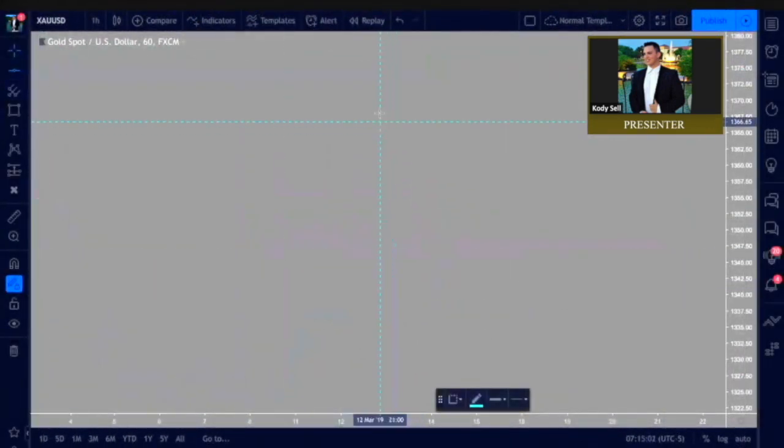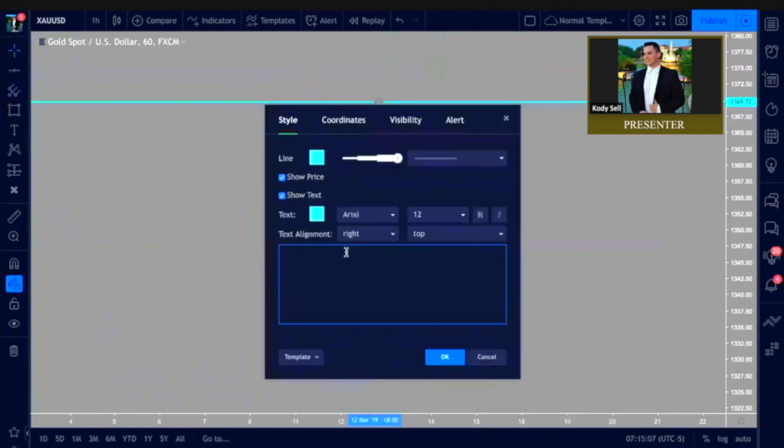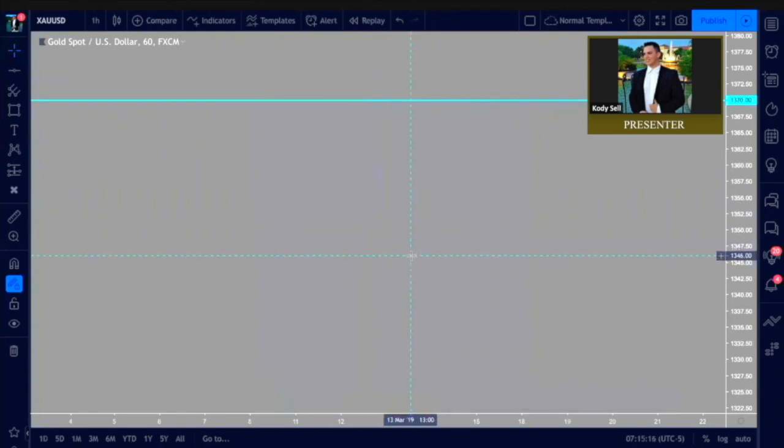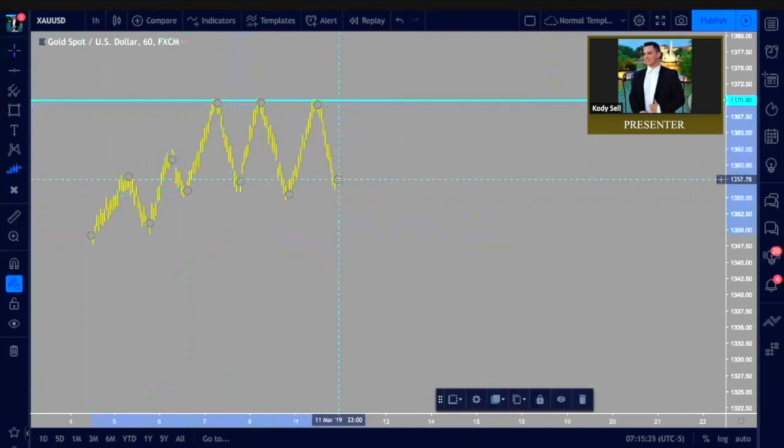All right, so let's say we've got a resistance up here at, let's just go ahead and type this in here. Normal 2 coordinates, let's say 1370, right around there. So we have a major resistance at 1370. Now, we've got price moving along, comes up to our resistance and falls. Comes up to our resistance and falls. And yes, of course, there's a support down there, but right now, I want you guys to focus on this resistance. Comes up to the resistance and falls.